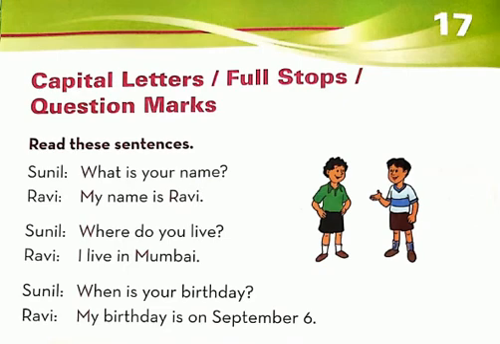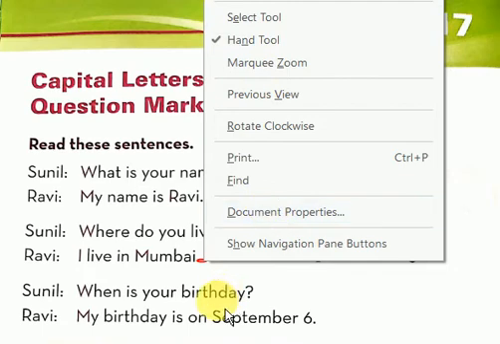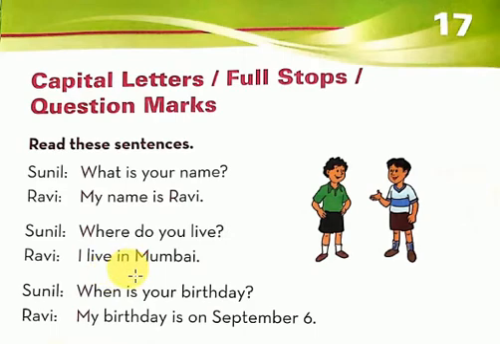So you can see here, this is the question mark. This is the full stop. Okay students, see this second sentence in this chapter, my name is Ravi. This is a proper one sentence, and this is not a question, not an exclamation, so we will put a dot here at the end of the sentence, which is called a full stop.